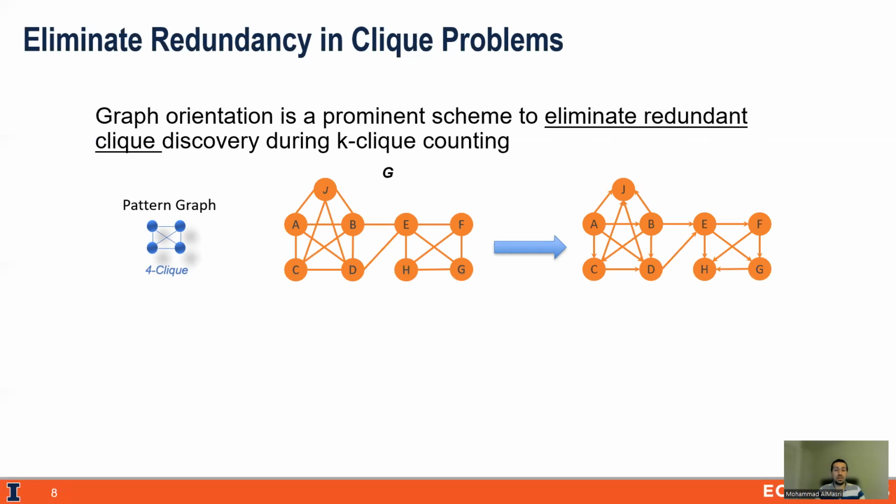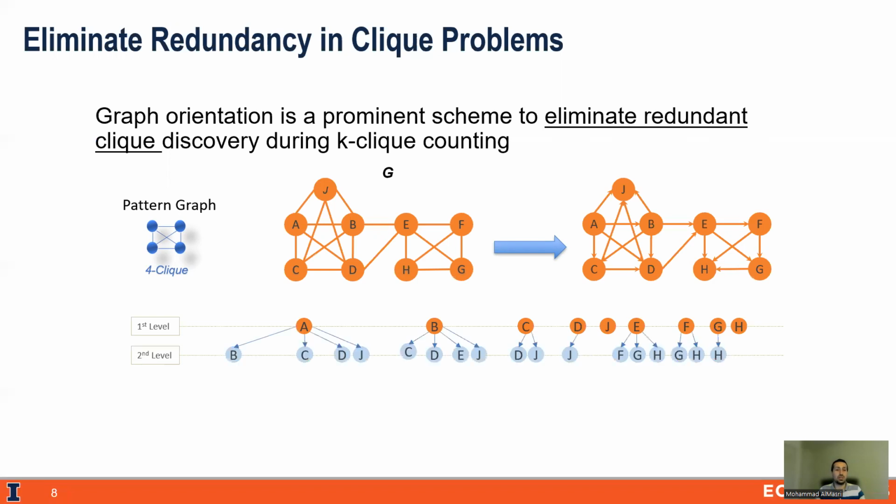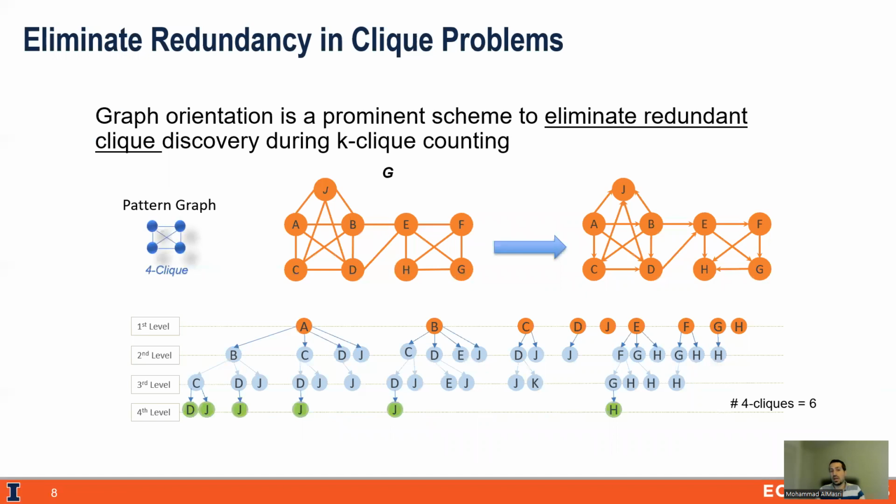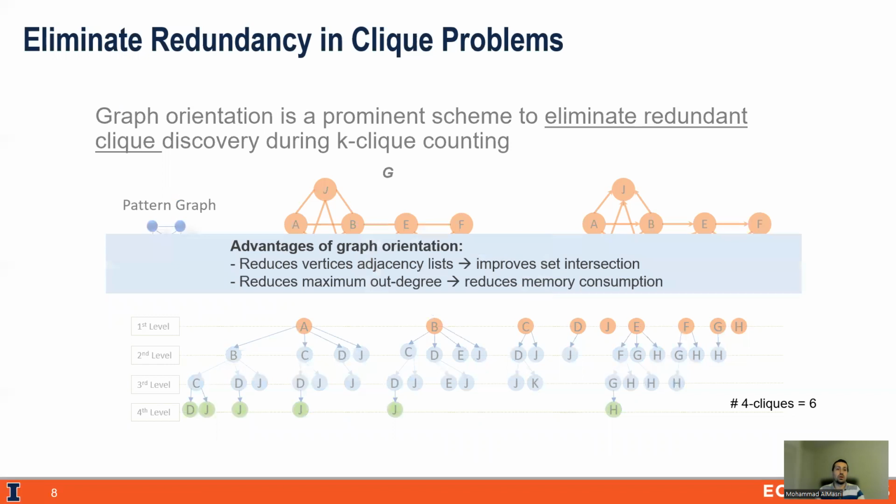Once we have the directed version of the graph, we can do the same expansion operation from one level to another using the set intersection operation, and we stop exactly at the K value that we're looking for. And since we're trying to find 4-cliques here, we stop at level 4.